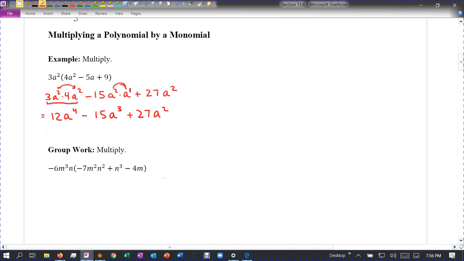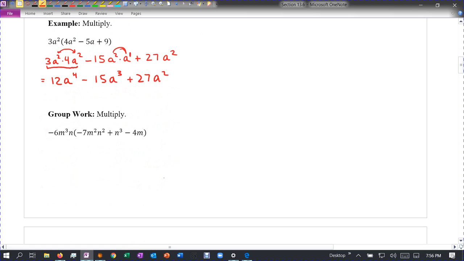Okay, so I'll let you work this one. Let me write down the answer. You should get 42 m to the 5th, n to the 3rd, and then minus 6 m to the 3rd, n to the 4th, and then plus 24 m to the 4th times n. So I'm not going to show the work there, just see if you can get that answer.